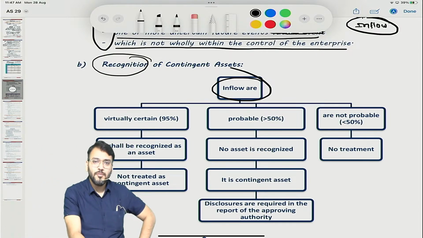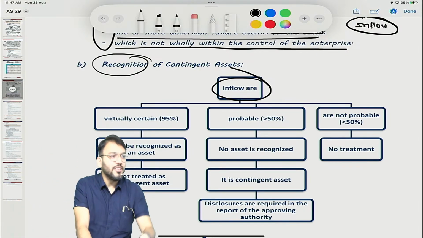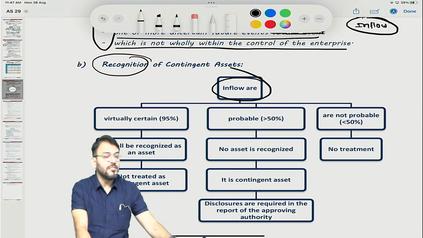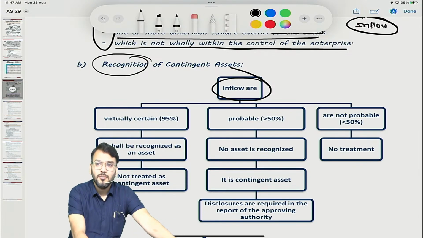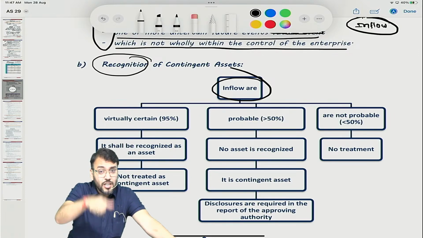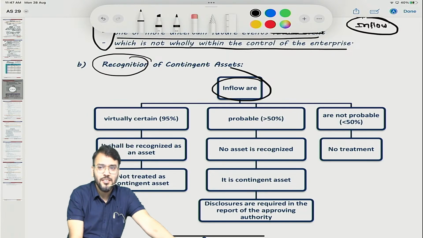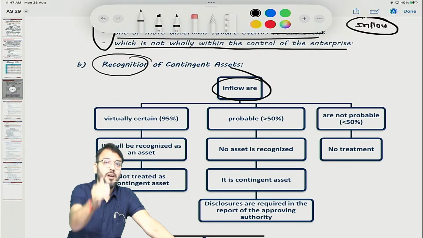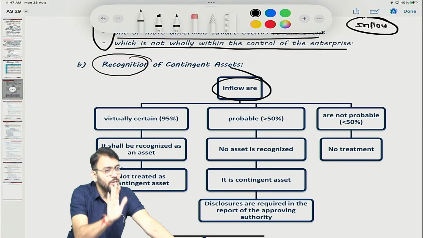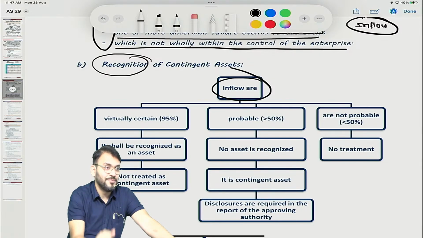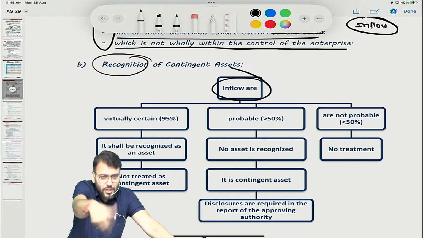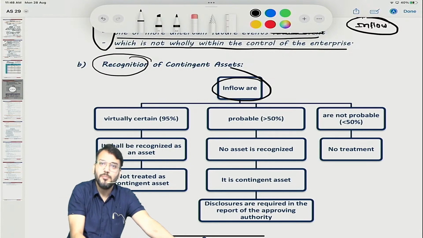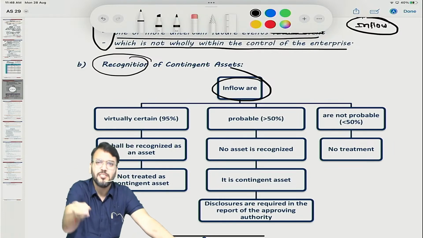virtually certain. If I am saying it is virtually certain that you will pass, what does it mean? It means you will pass only. But if I say it is probable that you will pass, it means chances are only high but not certain. If I am saying virtually certain, it means near to certain. If you are studying from Chiranjeev Jain, it is virtually certain that you will pass, near to 100%.